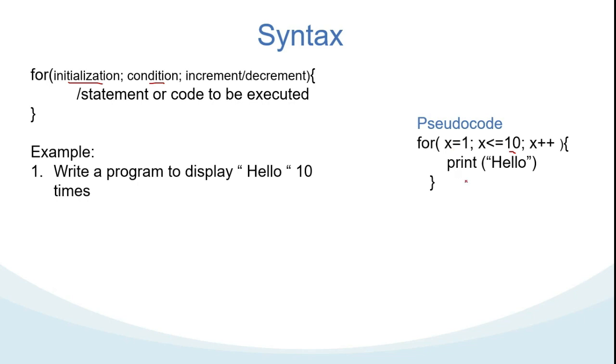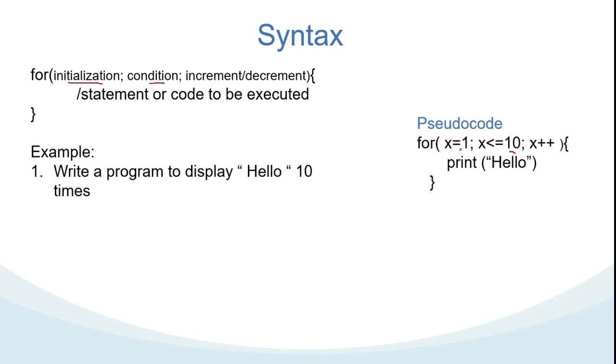The program will be read starting from this. The x is initialized with 1. Once initialized with 1, check the condition. Is the condition true? Yes, 1 less than or equal to 10. Correct. Then hello will be executed. Once it reaches the for loop end, it will go back to the for and increase the variable by 1.